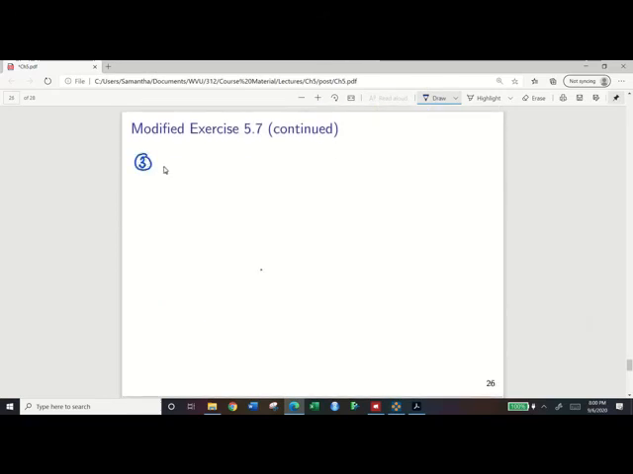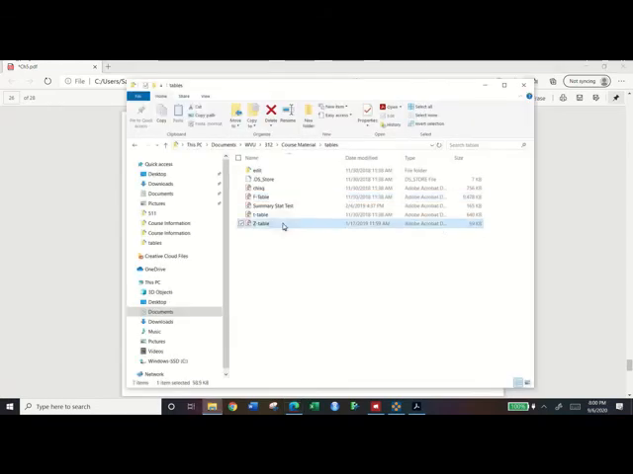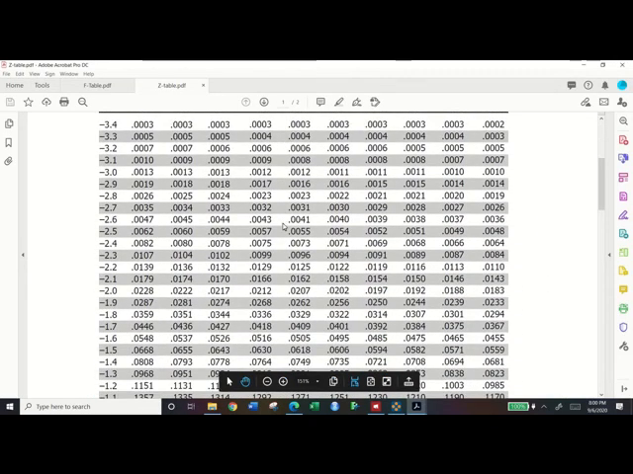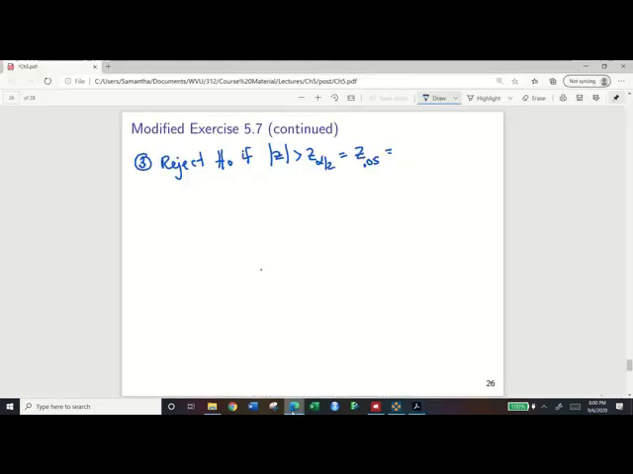So for our decision, we will reject our null hypothesis if the absolute value of z is greater than z alpha over 2. Our alpha in this case was 10%, so that means alpha over 2 is 0.05. If we pull up our z table, we want to get as close to 0.05 as possible, which is exactly in between 1.64 and 1.65. So as usual, we split the difference and this becomes 1.645.